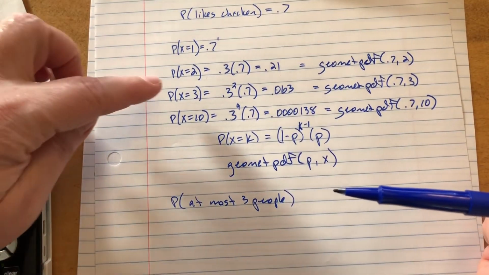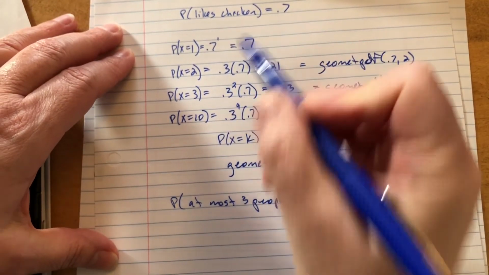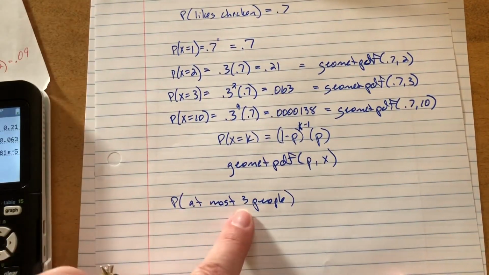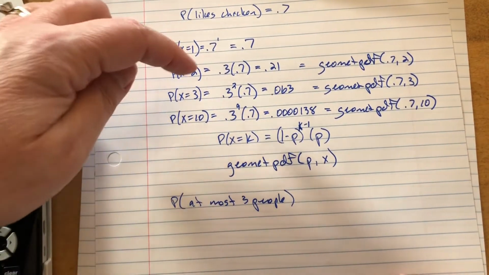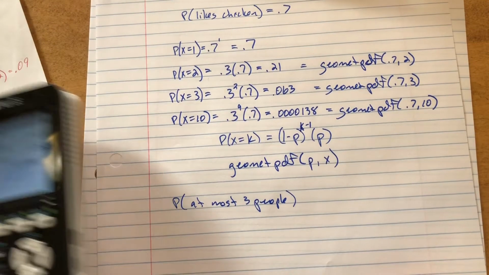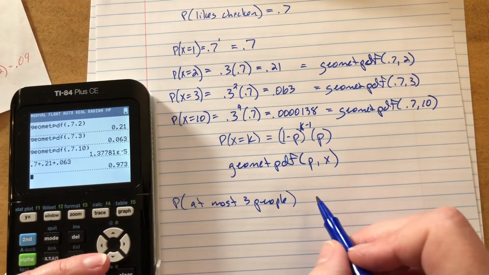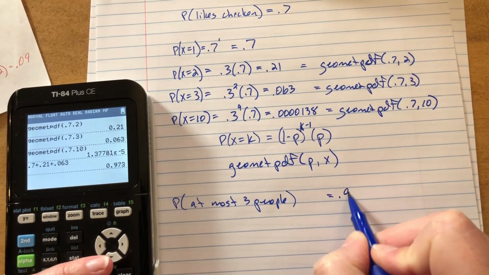All right, so I have to ask at most 3 people. So really, I would add these up. Okay, this of course is 0.7. I would add these up because at most 3 would be 1, 2, or 3 people. So I can add those up, they're right in front of me. If I add up the probability of 1, 2, and 3, I get 0.973.